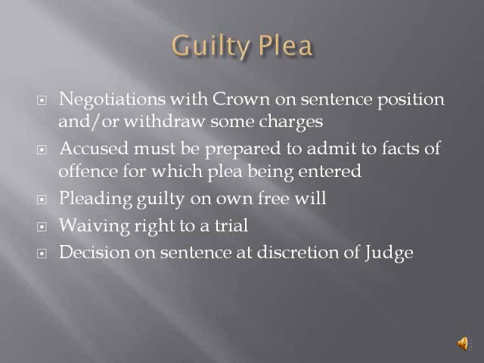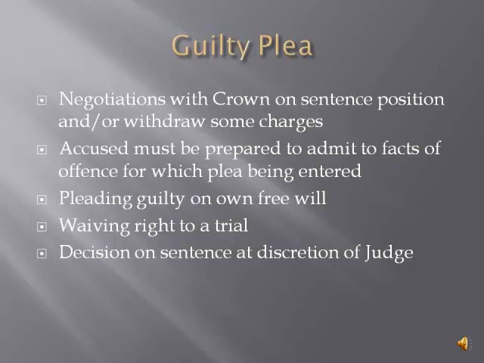In order to enter a guilty plea, an accused person must be prepared to admit to the facts of the offense for which the plea is being entered. They must be pleading guilty of their own free will, meaning nobody is forcing them to do it, and they also need to realize they're waiving their right to a trial. If an accused person isn't agreeable to these three elements, a lawyer cannot ethically enter a guilty plea and would have to set a trial date.